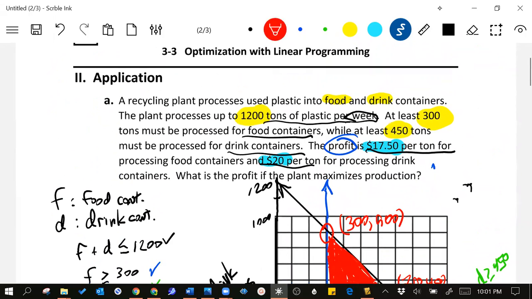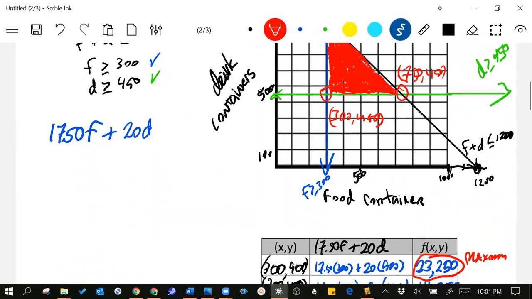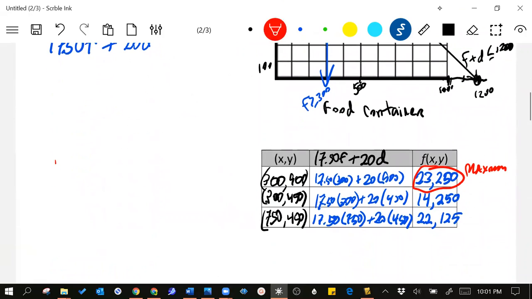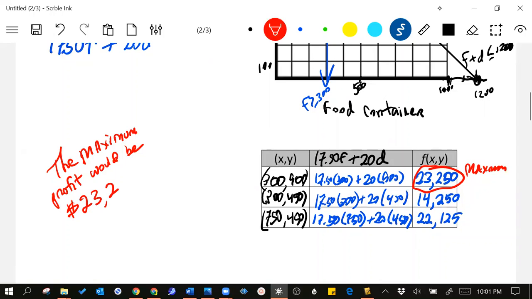it says, what is the profit if the plant maximizes production? Okay. The maximum profit, that's a good summary way of saying it. Maximum profit would be $23,250. Now I can say that if this was a test question, you answered with just the 23,250, that would be acceptable as long as you include the dollar sign.